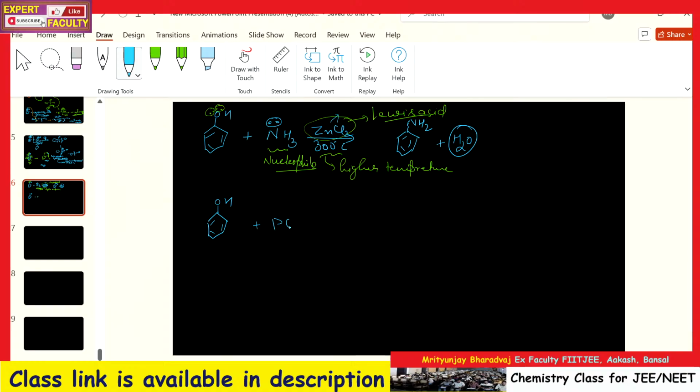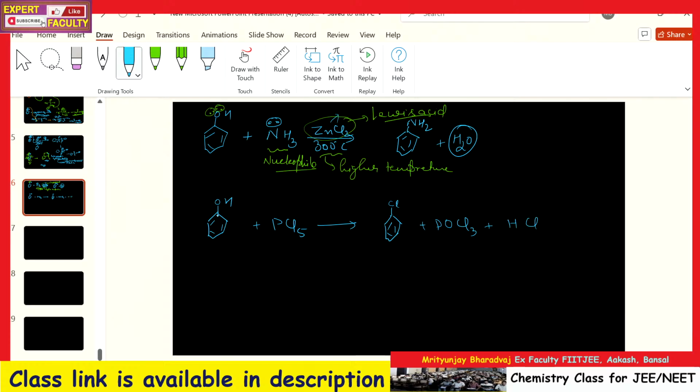We are reacting it with PCl5. So again, the product will be what? The OH of the substrate will be replaced by what? Cl. Again, for this reaction, mechanism is not required, but we can relate the reaction with the product. How will we relate?